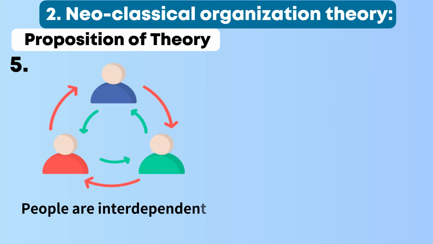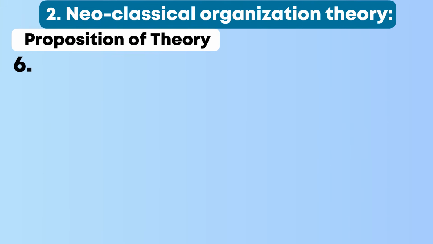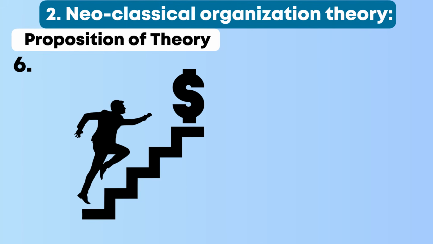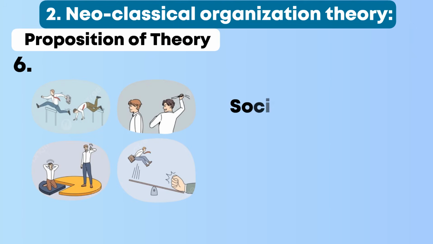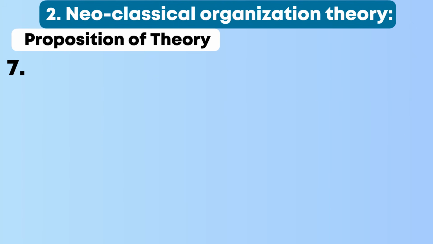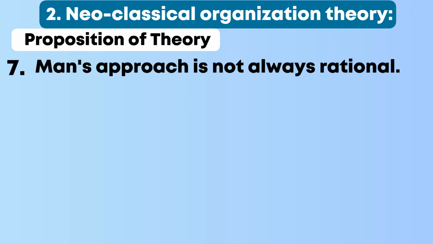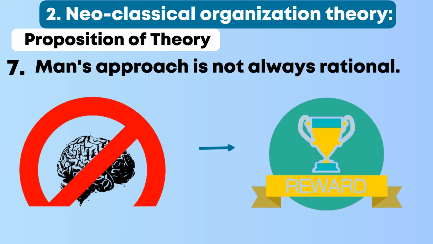People are interdependent and their behavior can be predicted in terms of social factors. 6. Money is only one of the motivators but not the sole. Men are diversely motivated and socio-psychological factors are more important. 7. Man's approach is not always rational. They behave irrationally as far as rewards from the job are concerned.